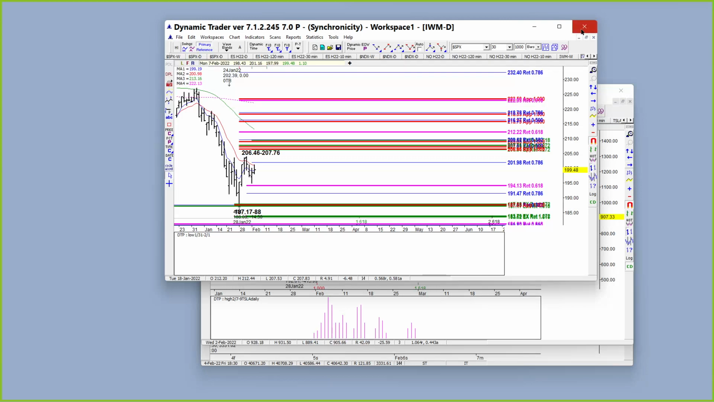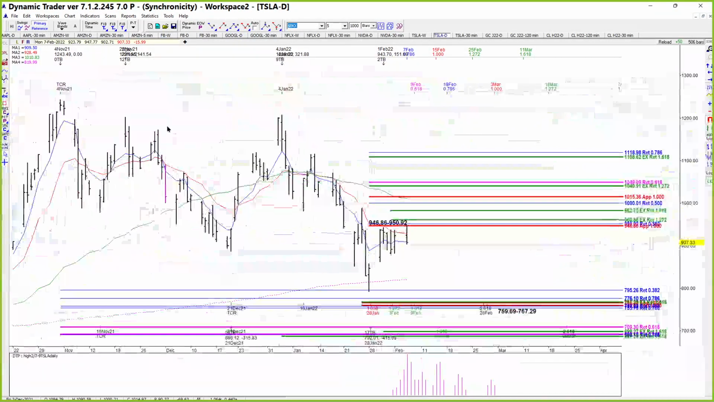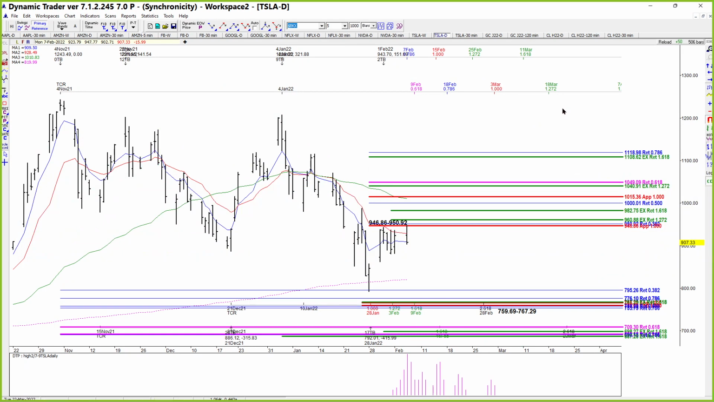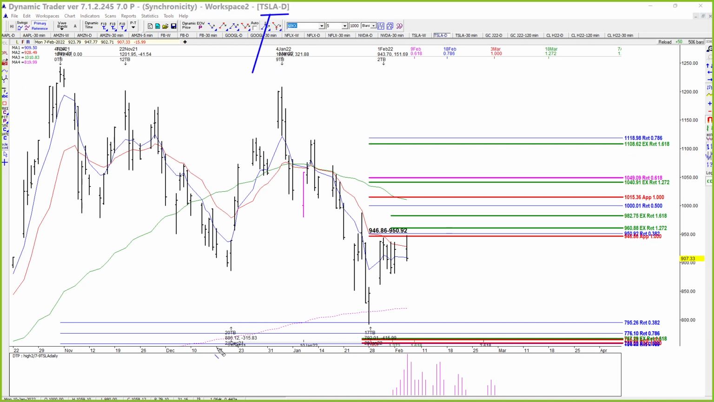All right, actually, let's get rid of these and switch over. Okay, so do you see the setup in Tesla? This is a daily chart of Tesla. We had a symmetry projection at 946.86. We had a 382 retracement of one of these prior swings. That came in at 950.92. Okay, so that was the setup zone.